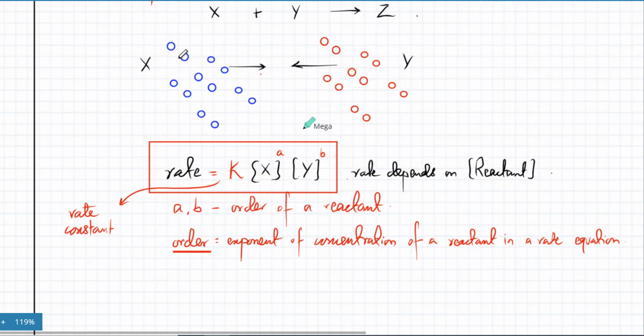So rate depends on whatever your reactants are, whether it's X or Y. And we just don't know exactly how it's going to depend on those, which is why we give them powers. At the moment, it's A and B. A could be 1 and B could be 1 as well. K is a constant because we need to get rid of the proportionality sign. So that's your rate constant. Is this clear?